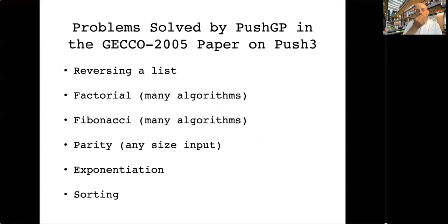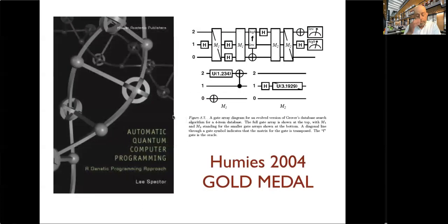Okay, so problem solved by PushGP in that early GECCO 2005 paper on Push 3, just to give you a feel for the kinds of things that it's easy to express in Push: reversing a list, factorial, Fibonacci, parity, exponentiation, and a simple kind of sorting. So this is just showing that it's an expressive language where you can do a lot of standard kinds of programming problems. I'm just going to go through a couple of results that were produced using PushGP so you can get a feel for its scope.